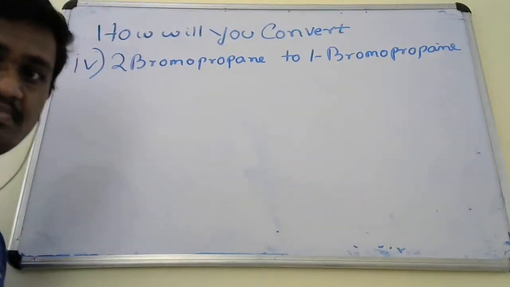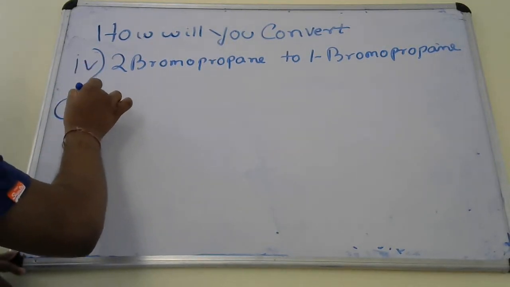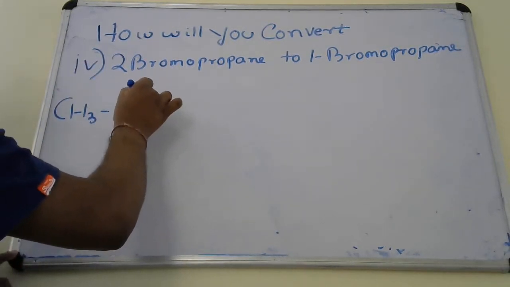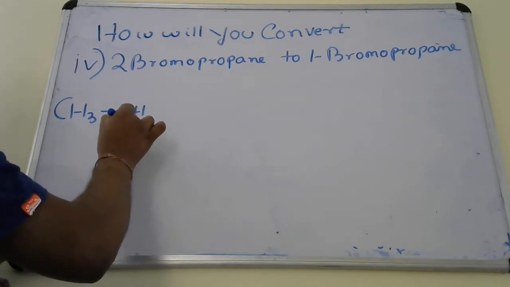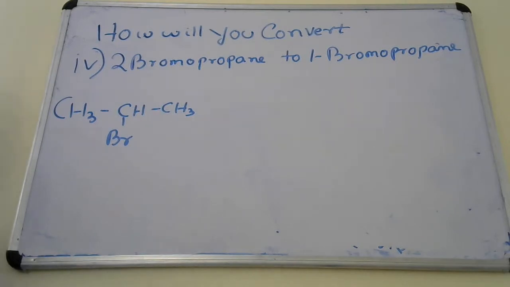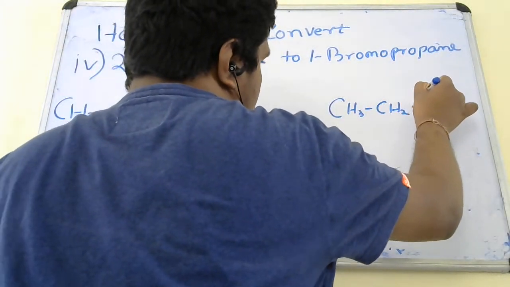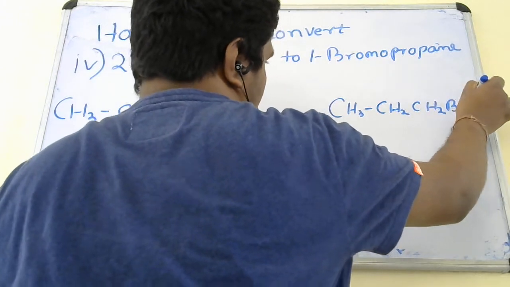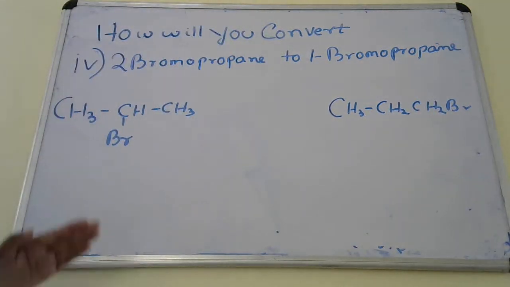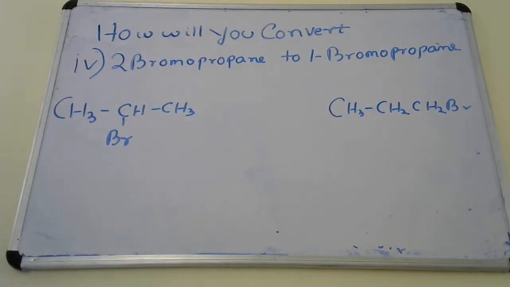2-bromopropane to 1-bromopropane. First we will draw the structure, obviously, of the starting reactant. So this is your 2-bromopropane. For 1-bromopropane, put the bromine group at position one. This is your starting reactant. Here we have to reach the product. What will we do? Same.